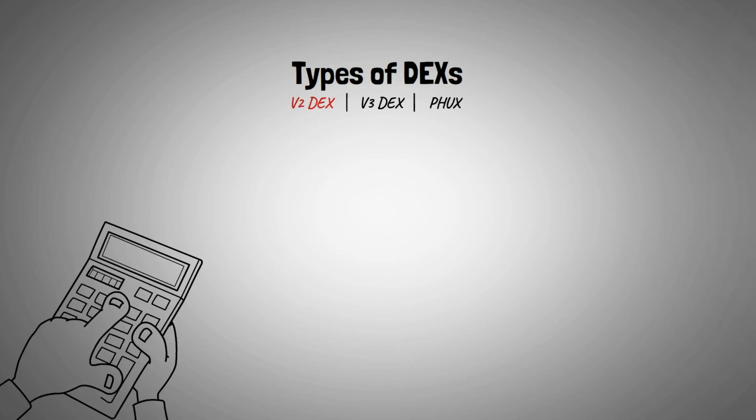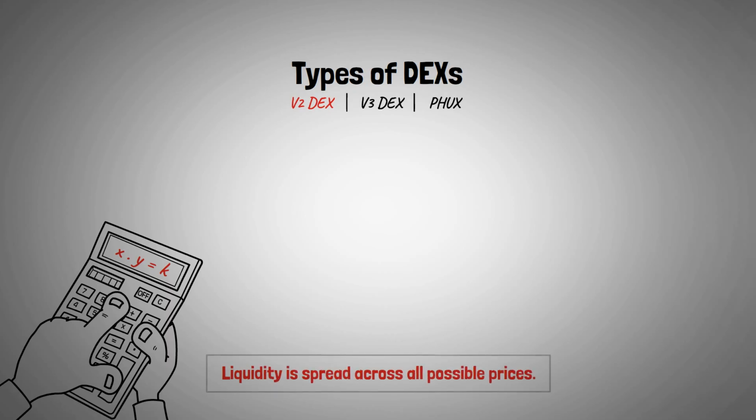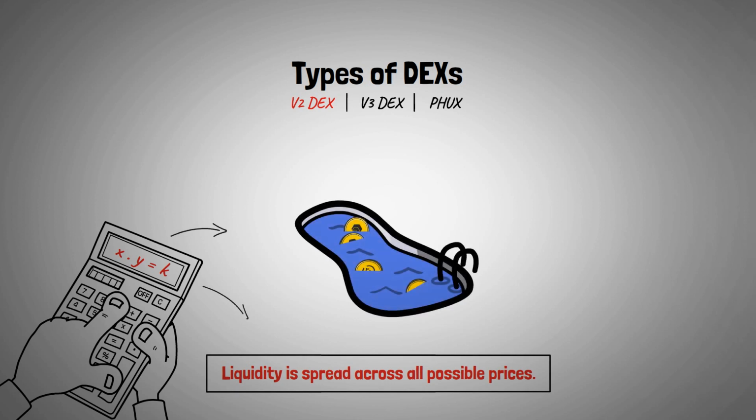V2 DEXes use the X times Y equals K formula, where the liquidity is spread across all possible prices. In this formula, X and Y represent the number of tokens in the liquidity pool, and K is a constant set by the initial liquidity provider. This constant remains the same throughout the life of the pool.